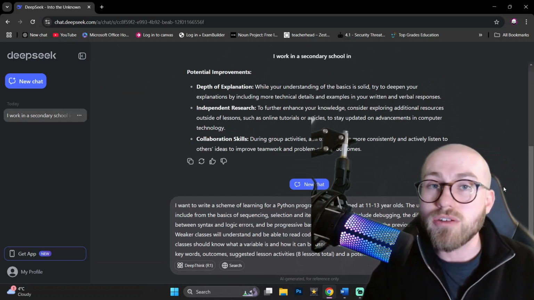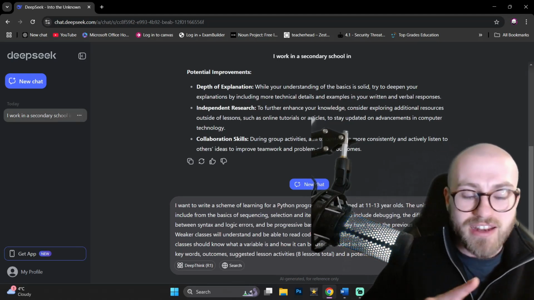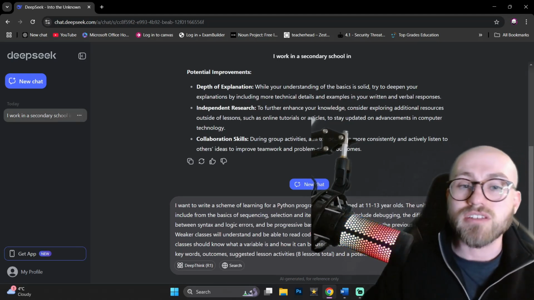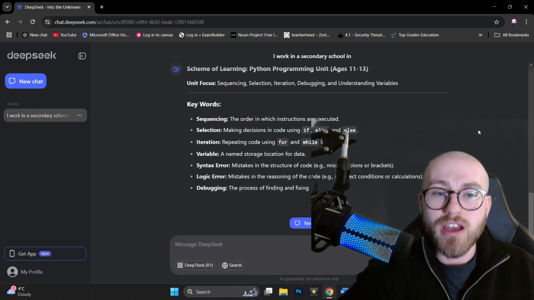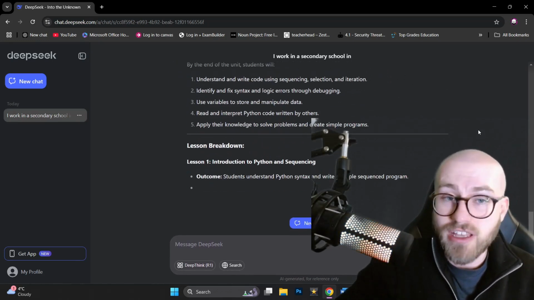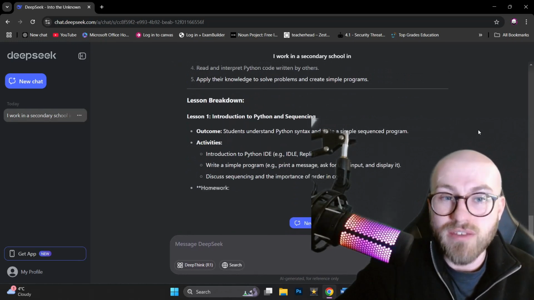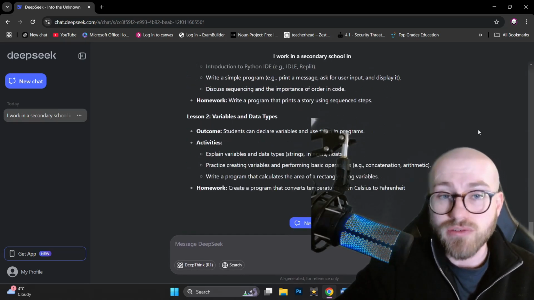I've said what I want to include, what I don't want to include. I've said how many lessons it's going to be, and that it needs to be progressive, so building on previous knowledge as well. So let's see what it comes up with. Okay, so it's got a little keyword list to begin with, which is nice. Learning outcomes, that's really important for most schools. So it's given me 5 there.